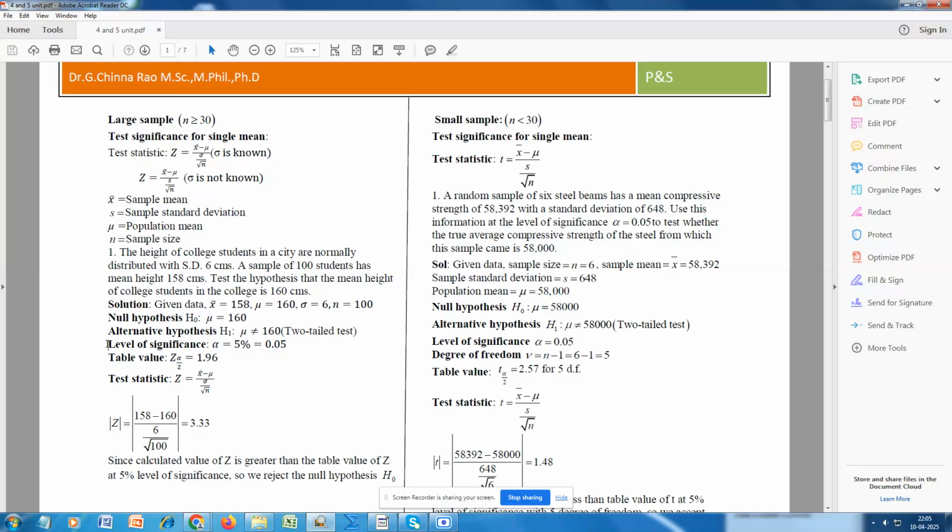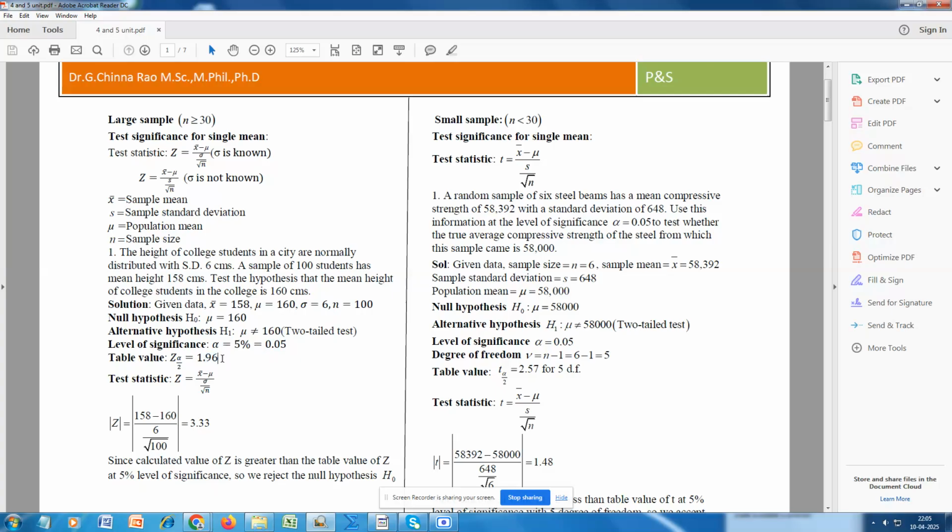Next, the third step is level of significance. If no significance level is specified, we generally take 5% or 1%. Here I am taking 5%, which means 0.05, denoted by alpha. Next, the table value. The table value at 5% level of significance for a two-tailed test is 1.96.